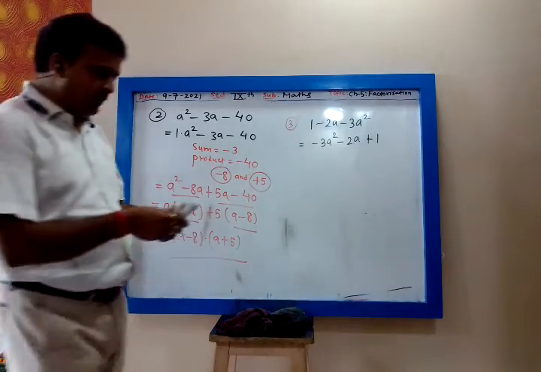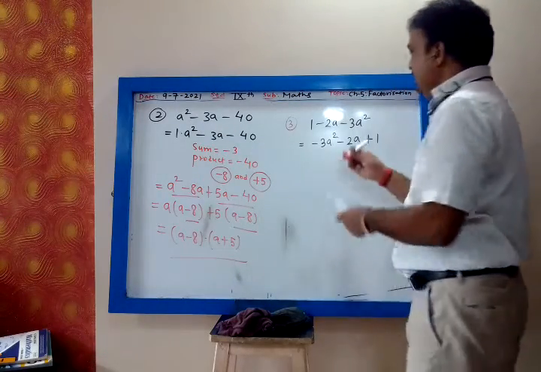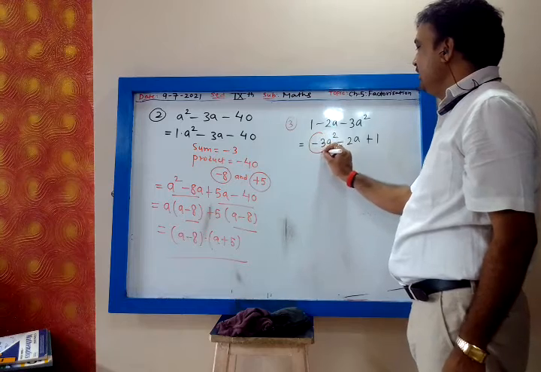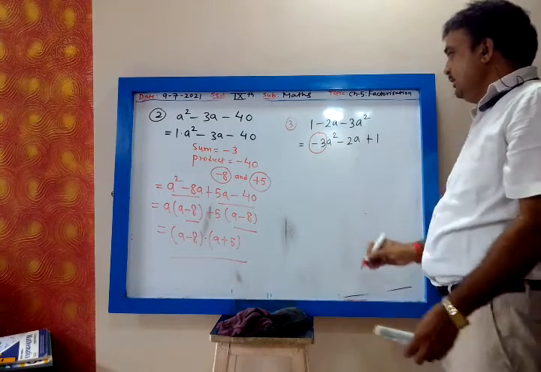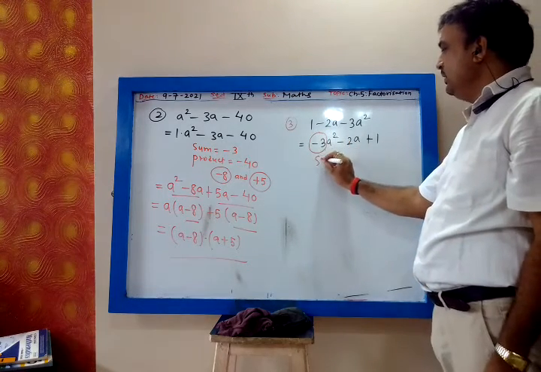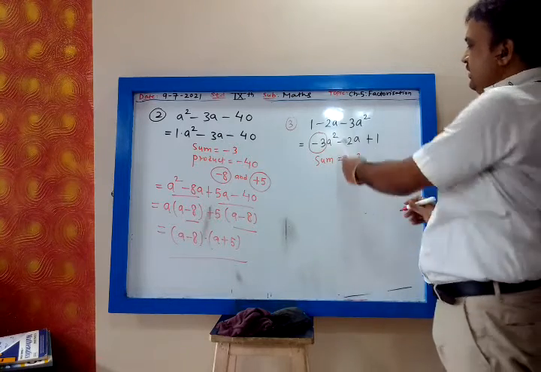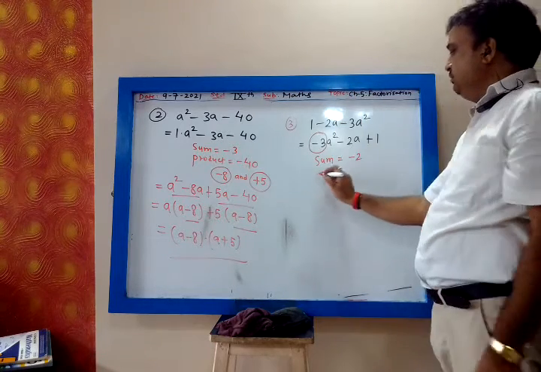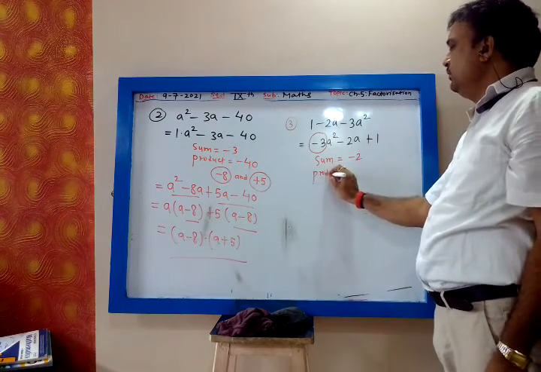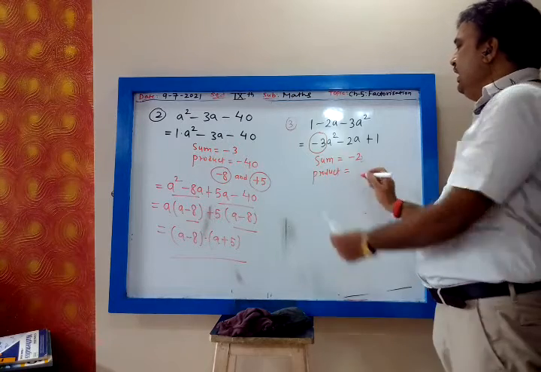Type 2, because you can see the coefficient here is minus 3, my dear. Okay. So the sum should be minus 2. Sum is minus 2. But what should the product be? Tell me. A into C.